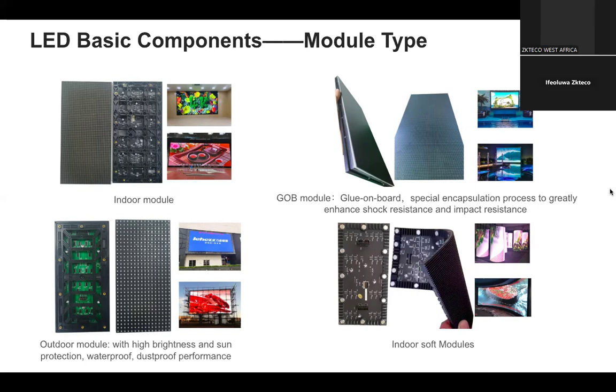Then we have the indoor soft modules, which can be molded into different shapes that we want. We can use them to form curves. We can use them to form round shapes, depending on how we actually want it to be. I'm always very particular about the soft modules because you can bend them and use them for different scenarios. So it's quite an interesting product.